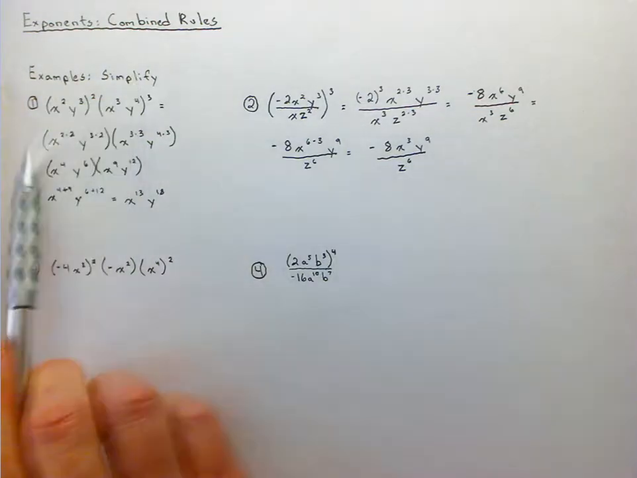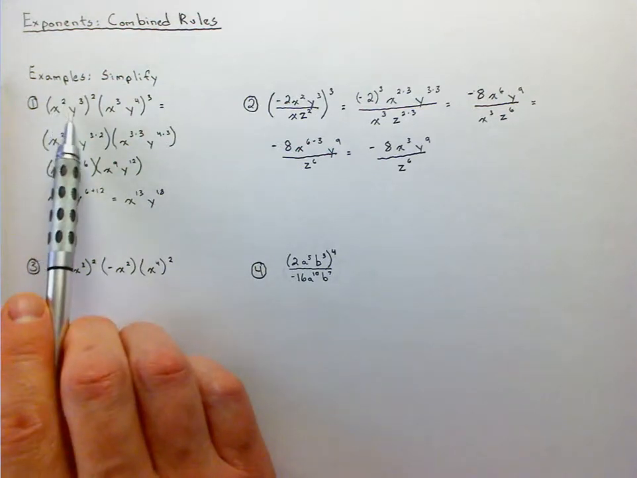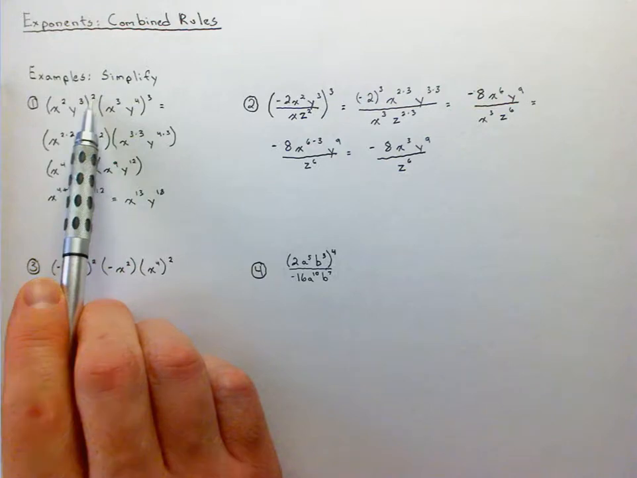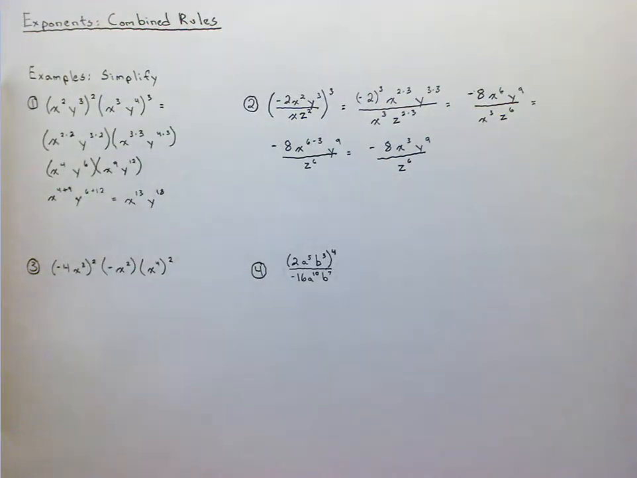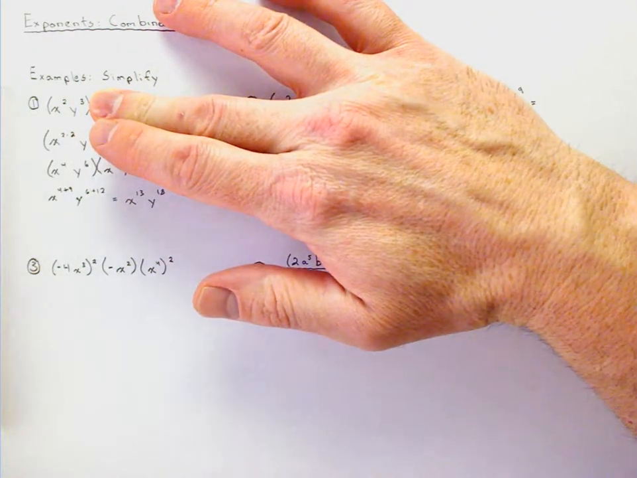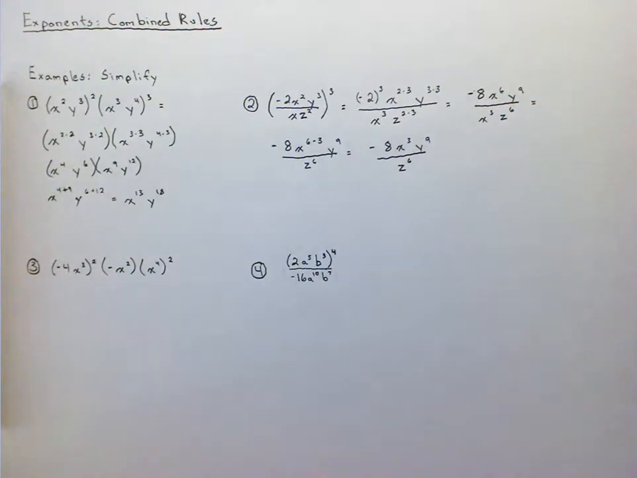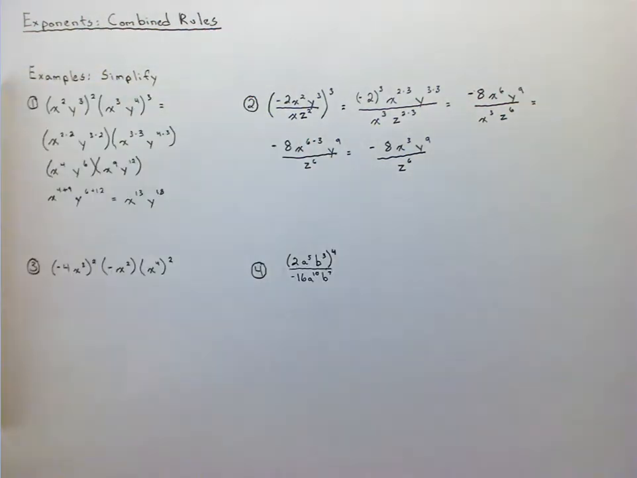So I want to simplify. This is the problem that I'm given. x squared y cubed all to the second power and x cubed y to the fourth to the third power. So what I'm going to do is I'm just going to deal with each one individually. If I wanted to, I could choose to just work this portion of the problem and come up with an answer. Or I could do like what I did here, where I just take it a step at a time.